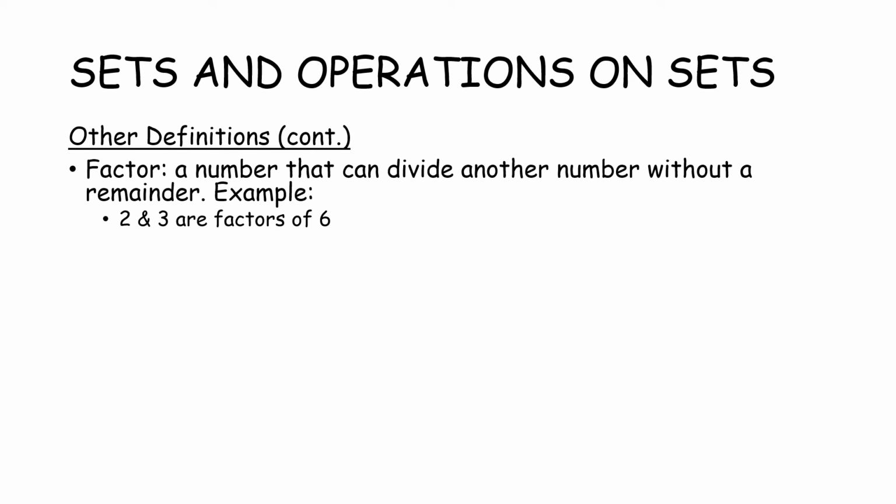Next, we have a factor. A factor is a number that can divide another number without a remainder. For example, 2 and 3 are factors of 6, since 6 is divisible by 2 and 6 is divisible by 3 without leaving any remainder. The other factors of 6 are the number 6 itself and 1.